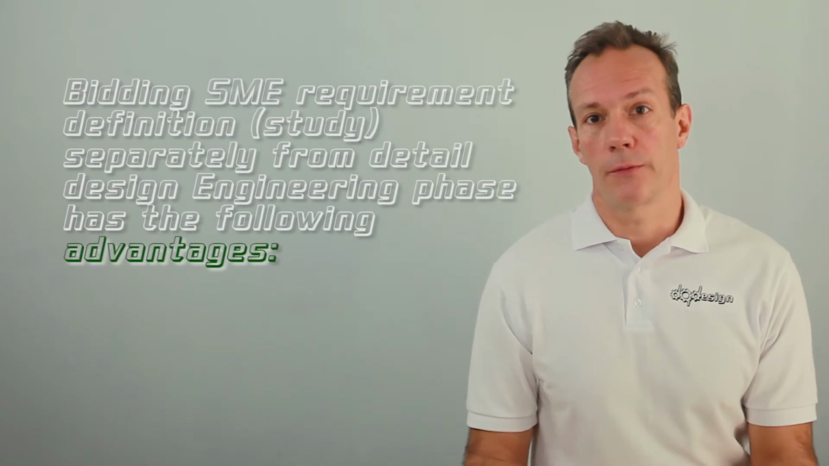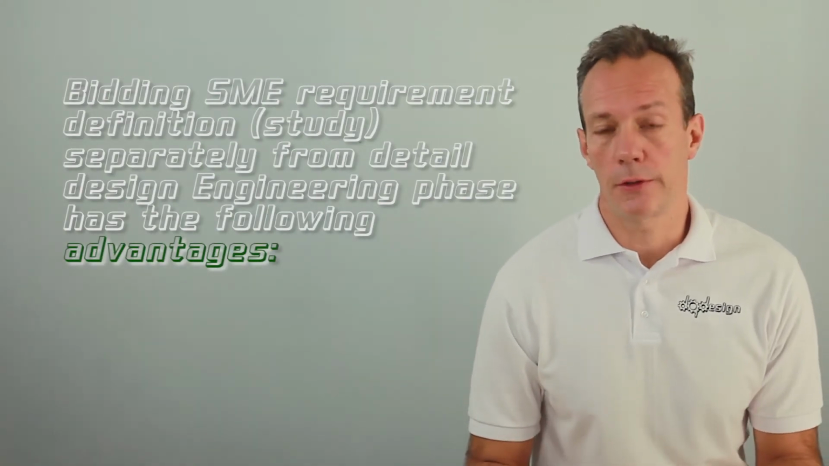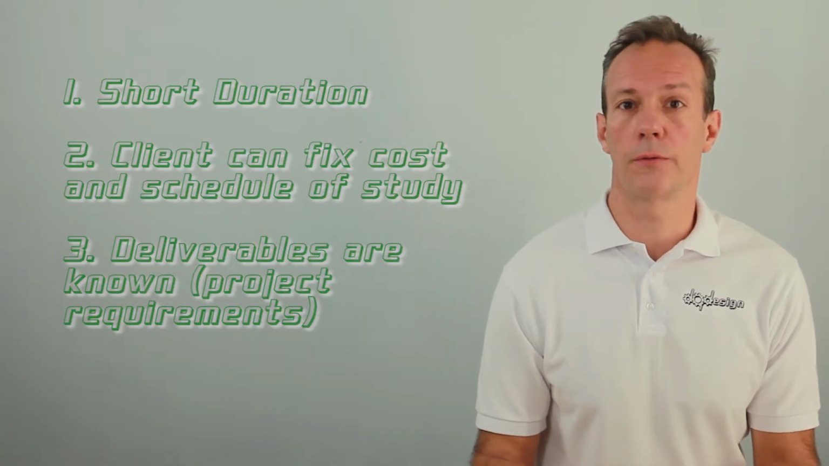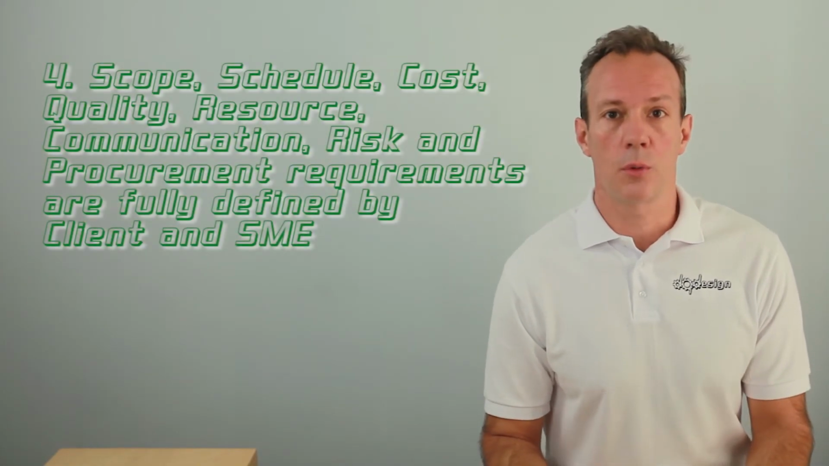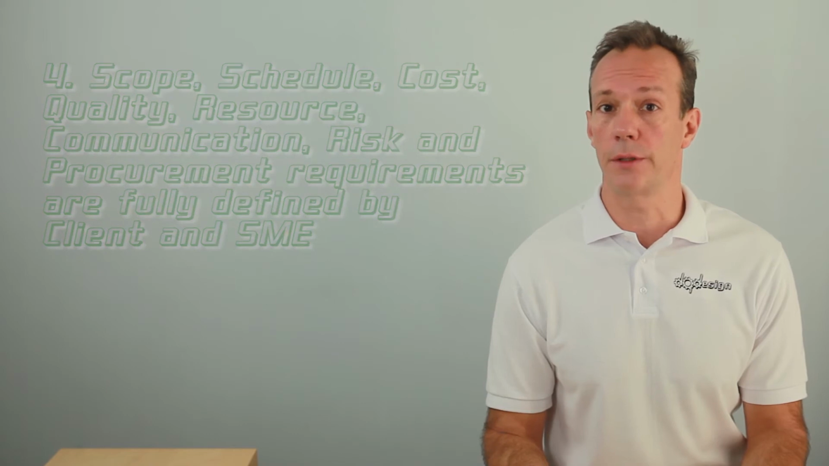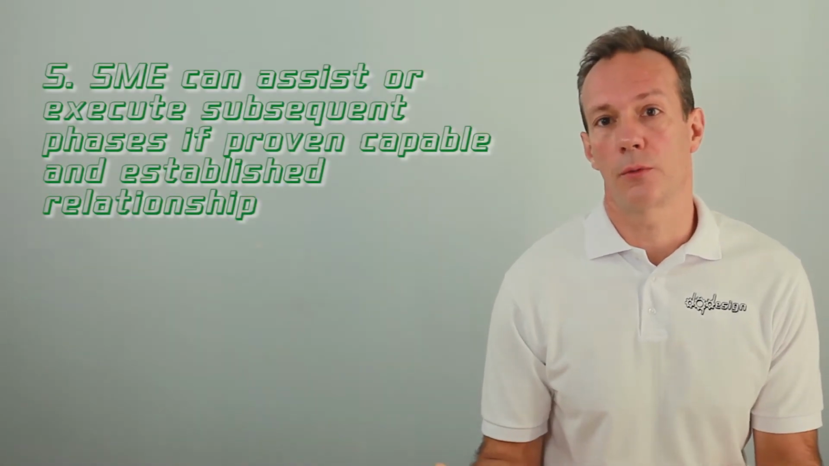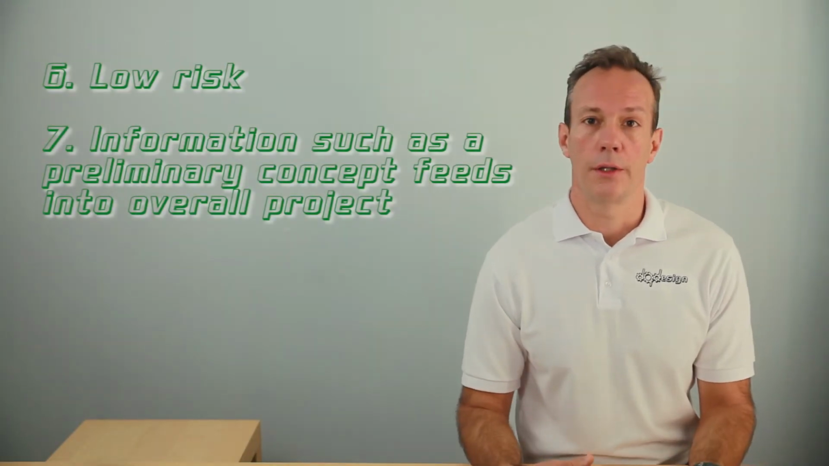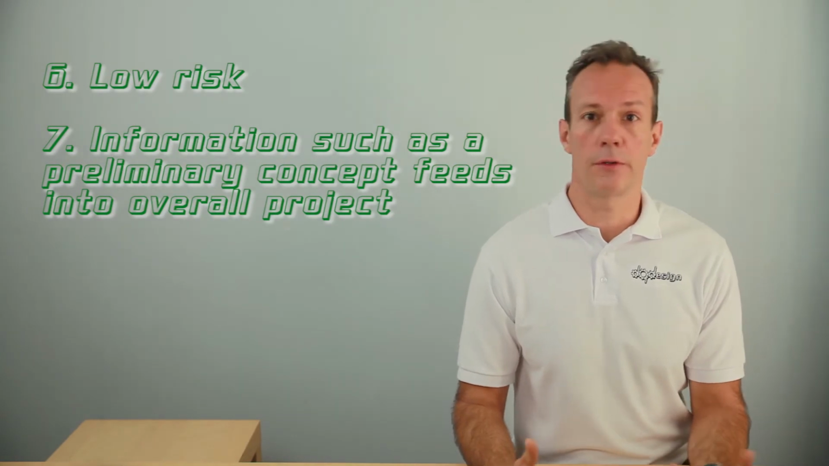Bidding SME requirement definition studies separately from the detailed design engineering phase has the following advantages. They're short duration, the client can fix costs and schedule of the study, and deliverables are known. The scope, schedule, cost, quality, resource, communication, risk, and procurement requirements are fully defined by the client and SME. The SME can assist and execute subsequent phases if proven capable and established a relationship. It's low risk, and the information such as preliminary concept feeds into the overall project. Competitive bidding design engineering projects with SME study requirements definition have complete project management information.